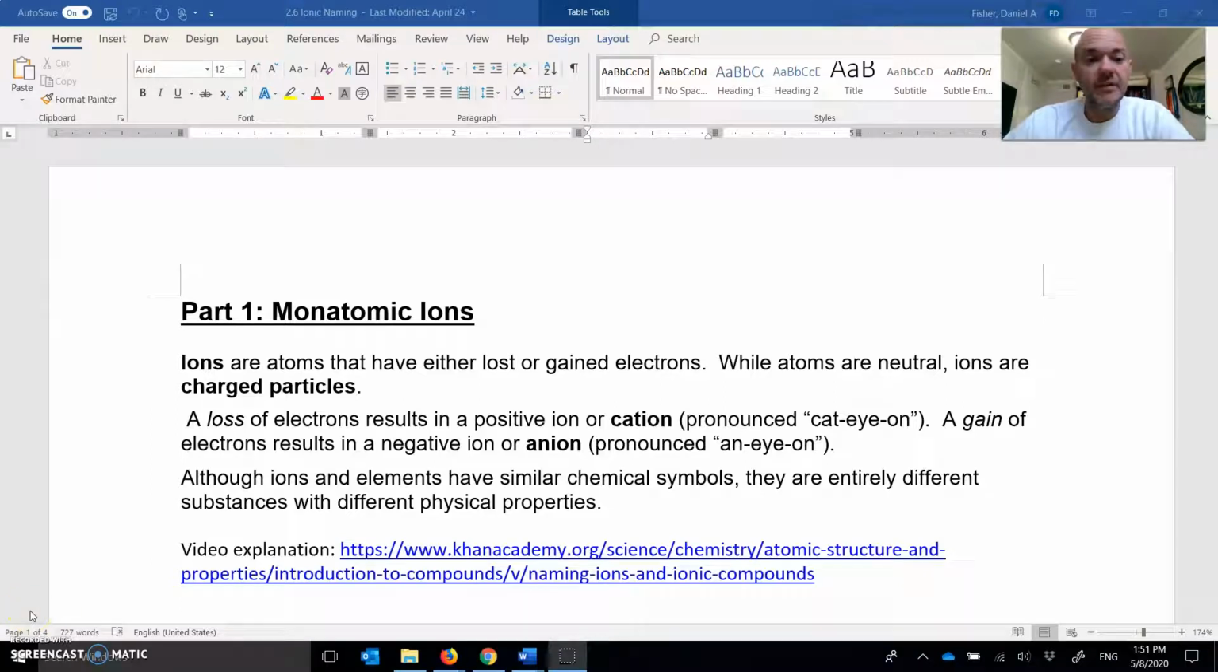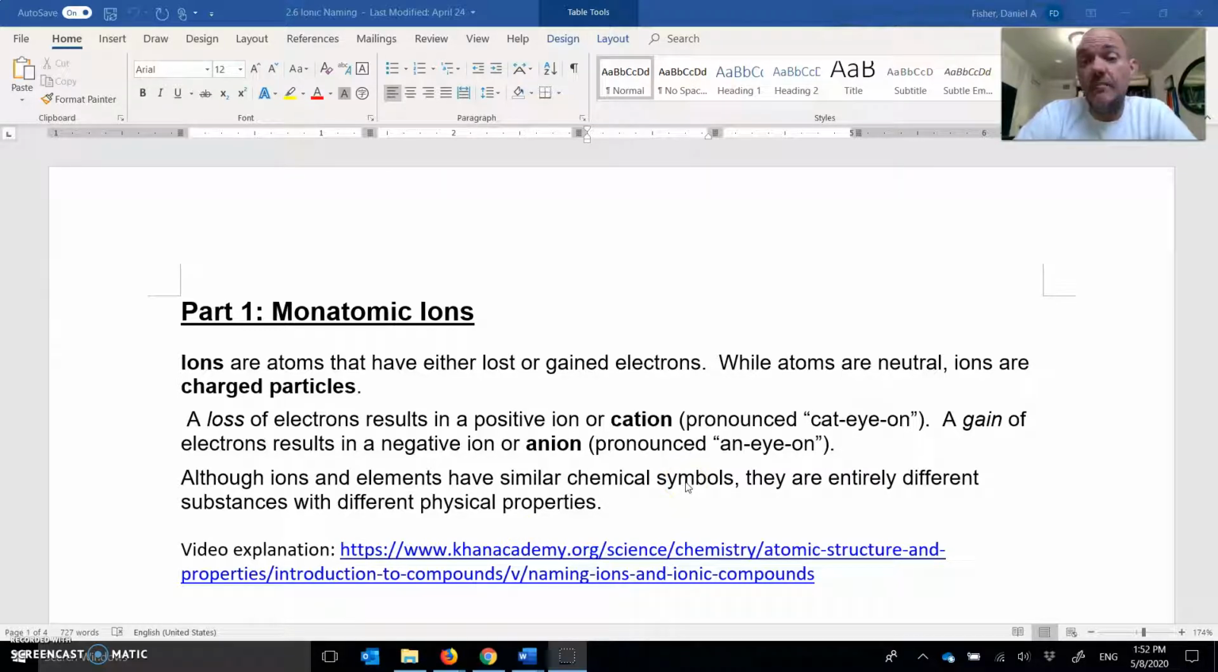Right, hello again everybody, ready to start 2.6 Ionic naming. I'm going to go through this. First off, I'll say the video they've got here, since it's a Khan Academy video, I can't put it into my YouTube playlist. You can link it and watch it from here. So, you would just hit Control and click on it. It's about 4 minutes. It's a good rundown.